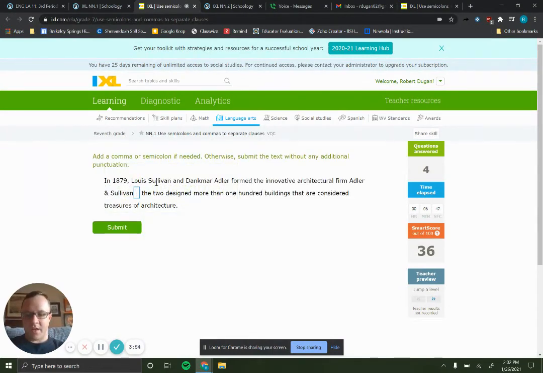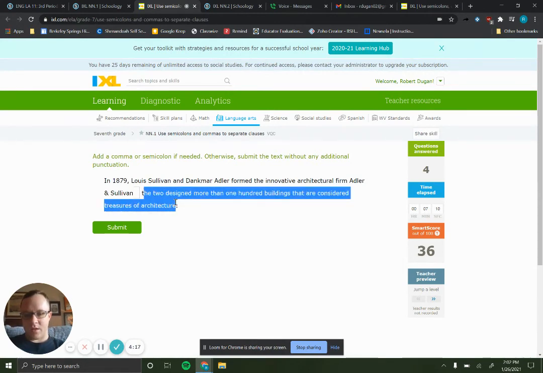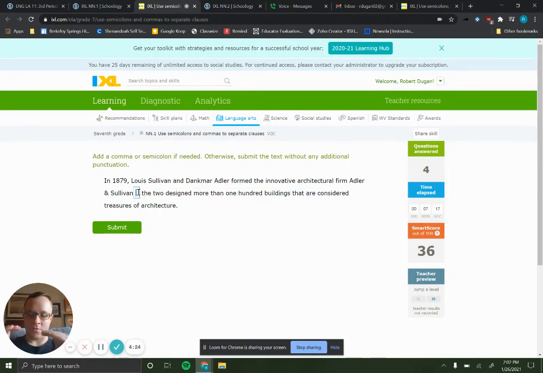In 1879, Louis Sullivan and Dankmar Adler formed the innovative architectural firm Adler and Sullivan. The two designed more than 100 buildings that are considered treasures of architecture. Okay, so this part before is a complete sentence, right? We have a subject, we have a verb, and it expresses a complete idea. And then on this after part, we also have a complete sentence with a subject, a verb, and a complete idea. So if we are joining together two complete sentences, semicolon.